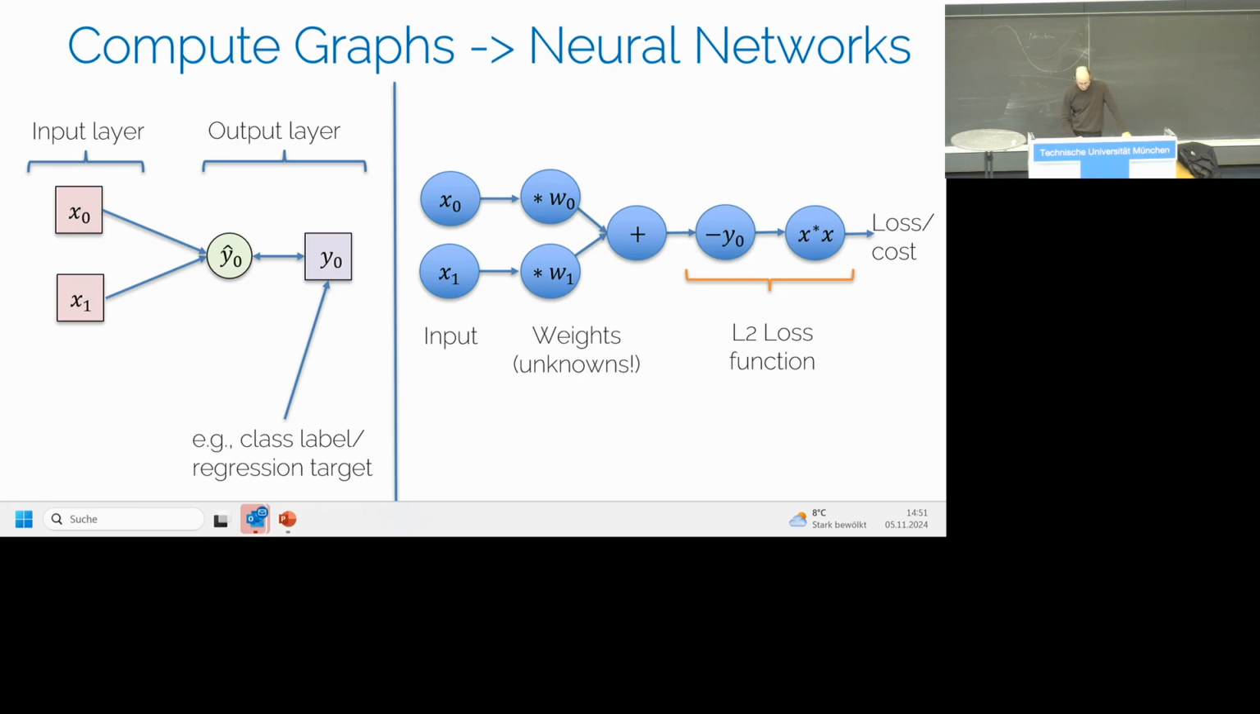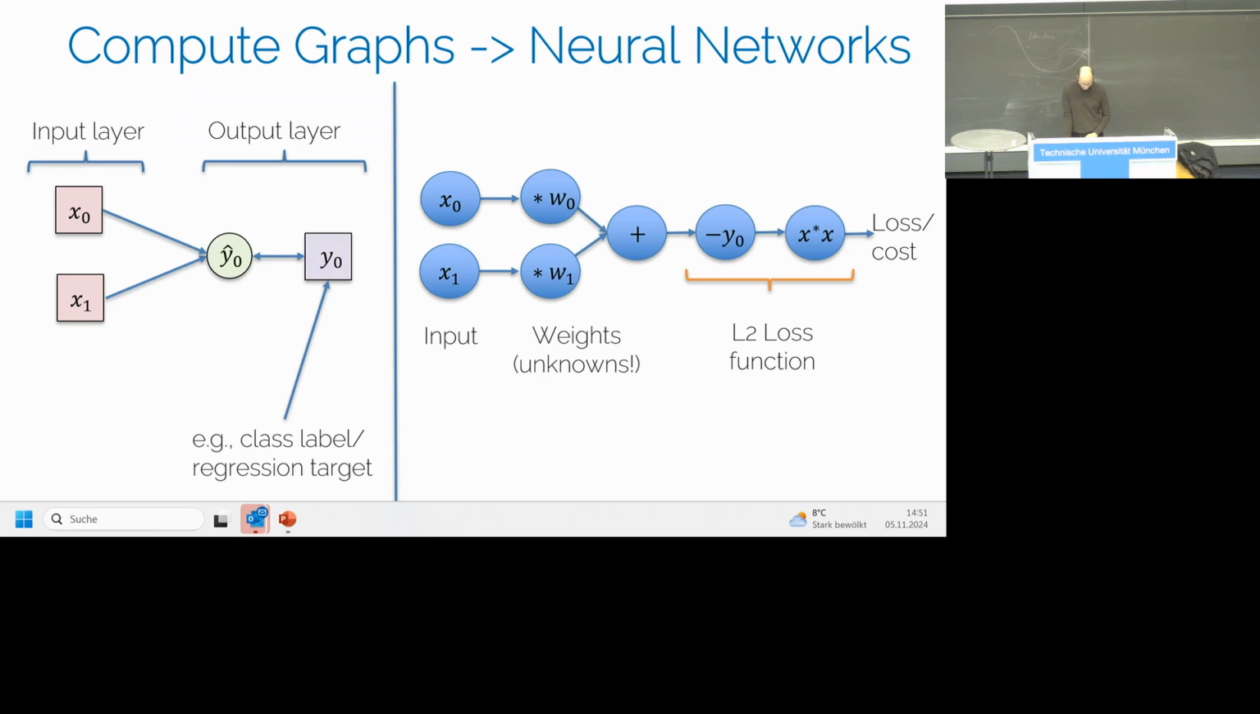So here we have an L2 loss. This would be a very simple neural network, 2 inputs and then 1 output, and then you have a class label that it should agree with ideally. So a loss function that penalizes this discrepancy. And this very simple network architecture leads to this compute graph, right?